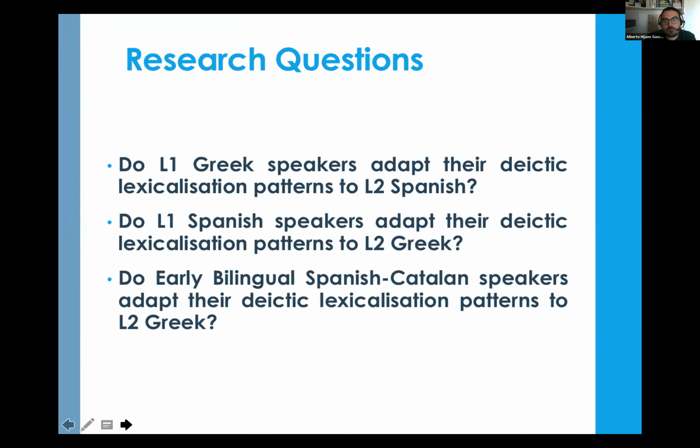So our research questions are the following. Do L1 Greek speakers adapt their deictic lexicalization patterns to L2 Spanish? Do L1 Spanish speakers adapt their deictic lexicalization patterns to L2 Greek? And do early bilingual Spanish-Catalan speakers adapt their deictic lexicalization patterns to L2 Greek?